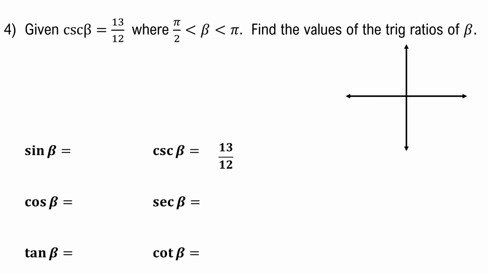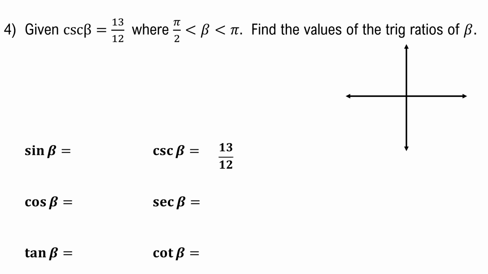Number 4. You're given that cosecant of beta is 13 over 12, where pi over 2 is less than beta, which is less than pi. Again, we're finding our trig ratios of that entire angle. I know one of them. I know cosecant. Cosecant of beta is 13 over 12. You can go ahead and write the reciprocal and figure out what sine is. That's one way to do it.